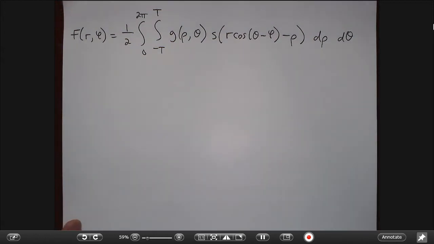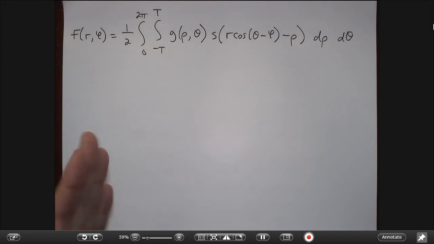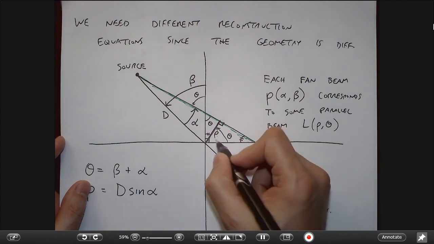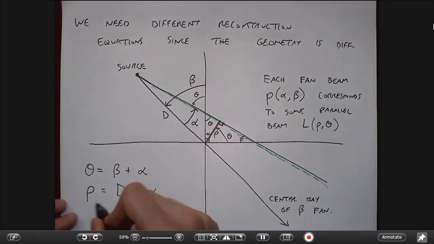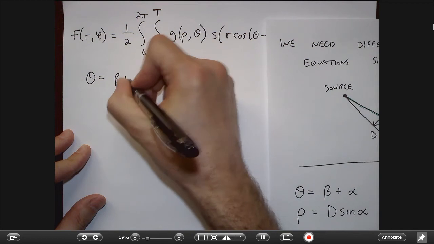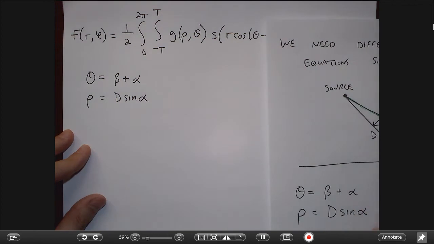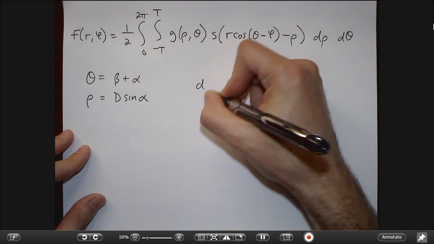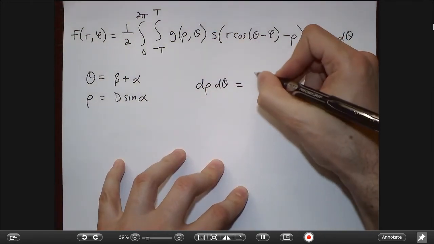Okay, so now the next step is to say, well, I don't really care about rhos and thetas. I don't really care about parallel projections. What I care about are these new fan beam projections. So I want to turn every rho theta ray into an alpha beta ray, and I'm going to use my equations to do it. So let me just write down, as a reminder, my relationship between my old parameters and my new parameters. If I'm going to do a change of coordinates, I need to know what d rho d theta corresponds to in terms of d alpha d beta.